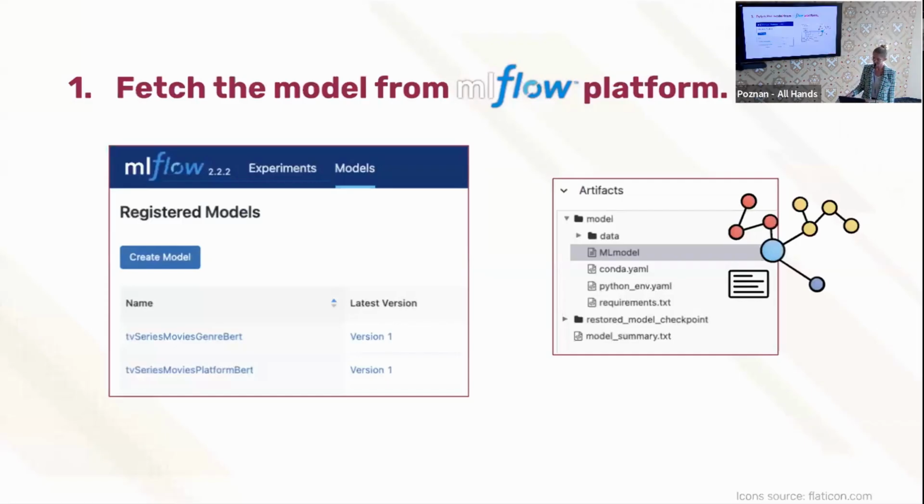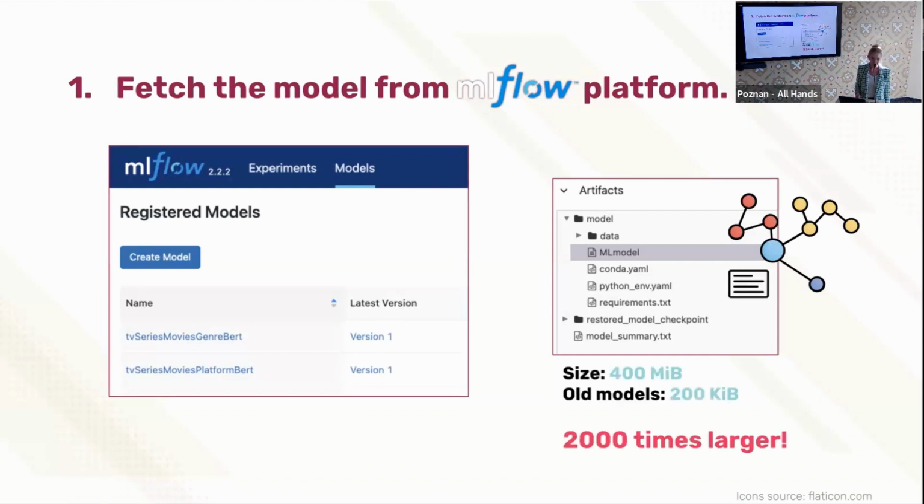So let's go. The first thing that we need to do is fetch the model from the MLflow platform. If you don't know the tool, I highly recommend you check it out. It's an open source solution for keeping track of experiments and managing the model registry as well. So we ML engineers are mostly using the model registry part. So when a data scientist logs the model to MLflow via the MLflow client, it automatically creates files that are important for us, such as requirements.txt, which describes the environment in which the model was trained.